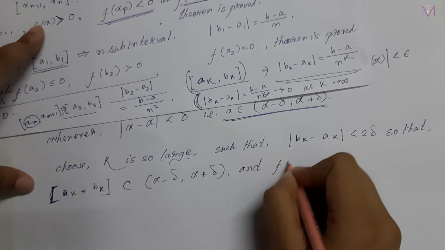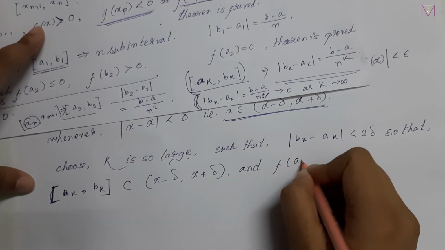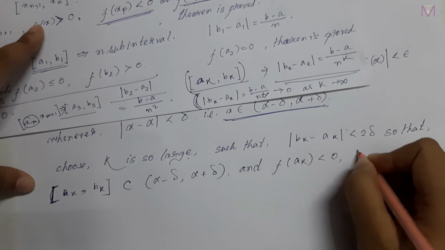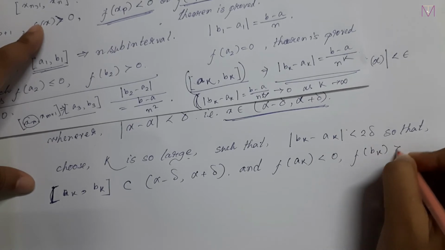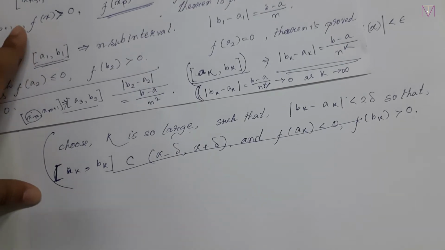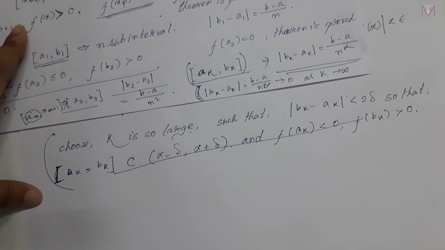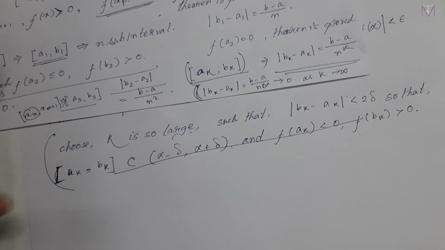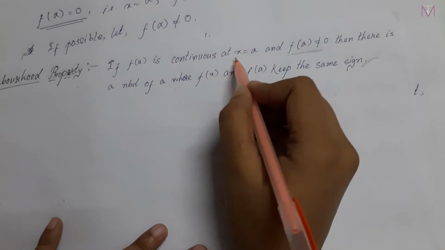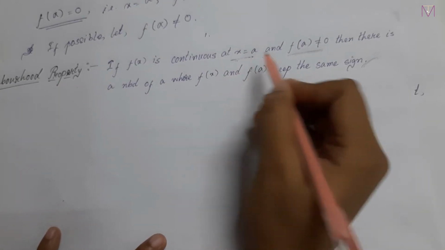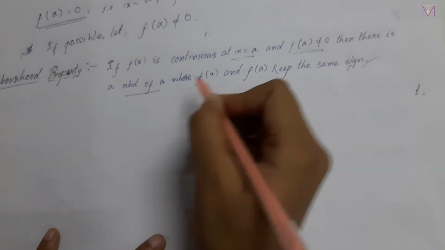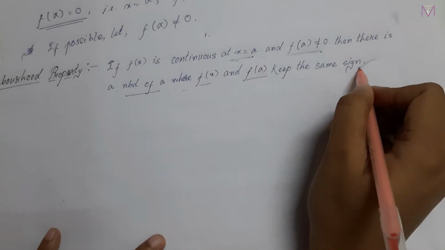And as usual we can say that f of ak is less than 0 and f of bk is greater than 0. Just assume this. Now we will use the neighborhood property. What was that? If f of x is continuous at x equal to a and f of a is not equal to 0, then in the neighborhood of a, f of x and f of a keep the same sign.